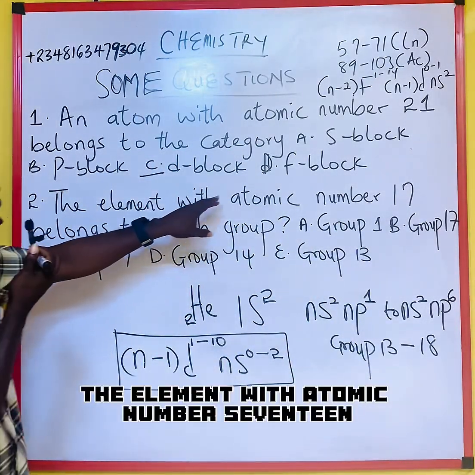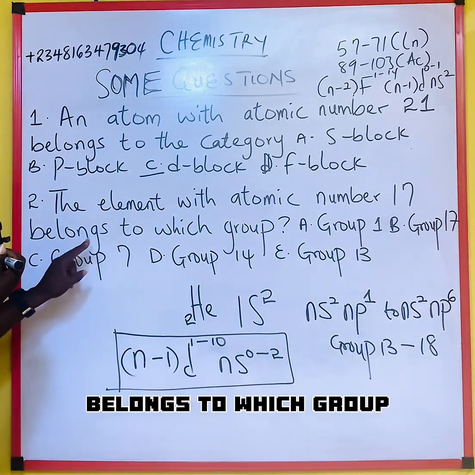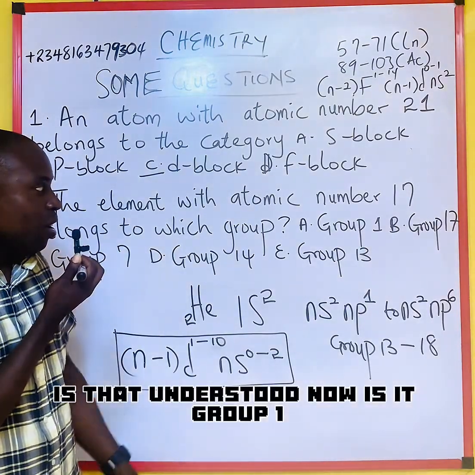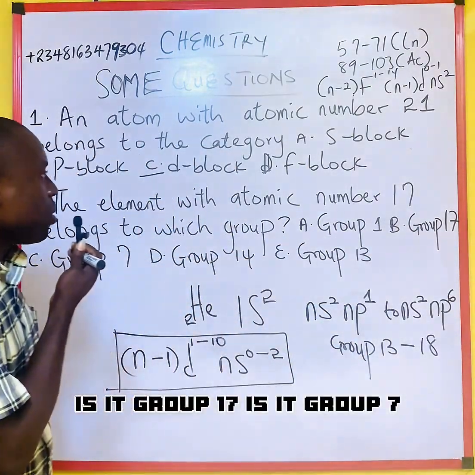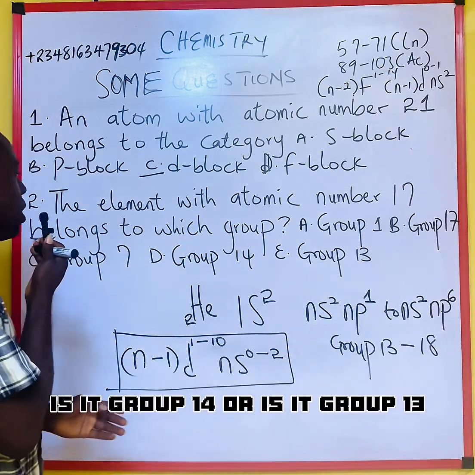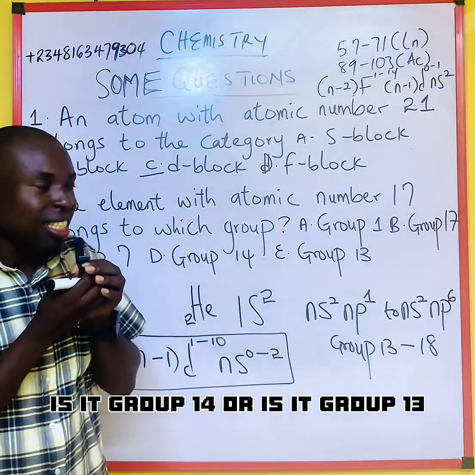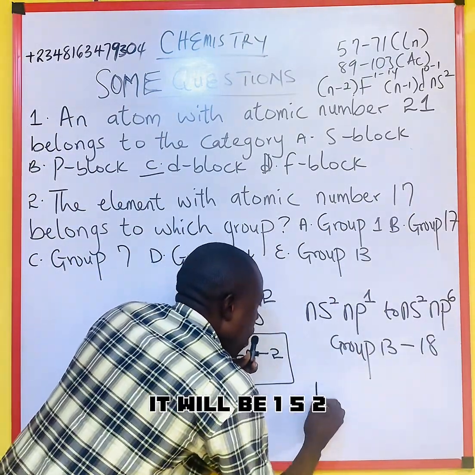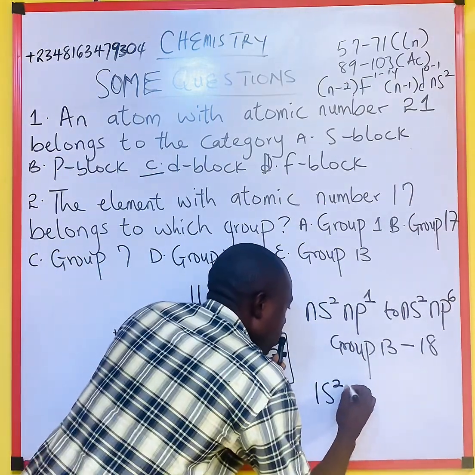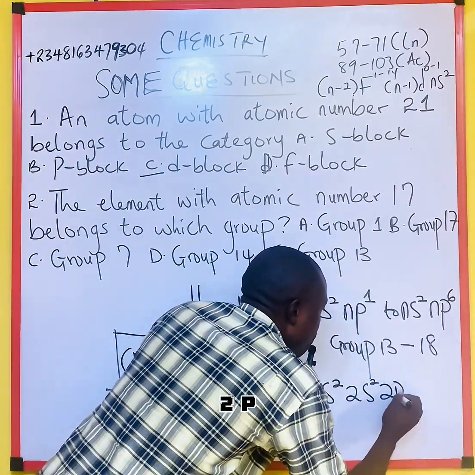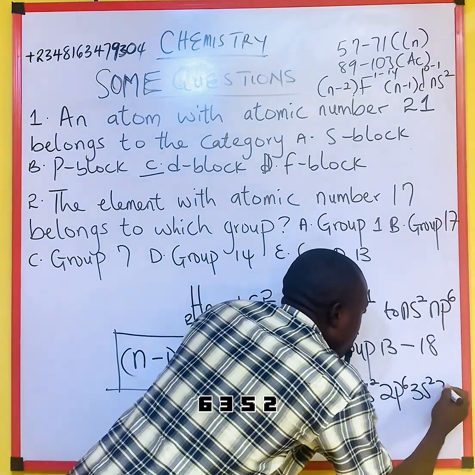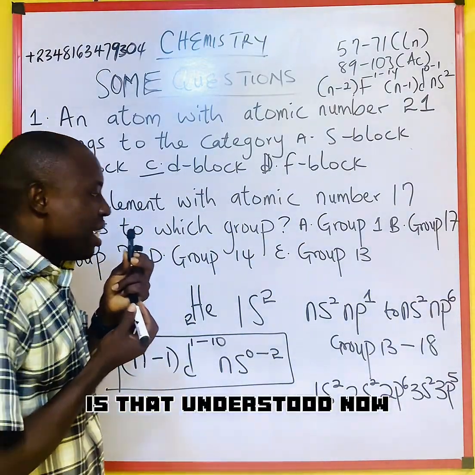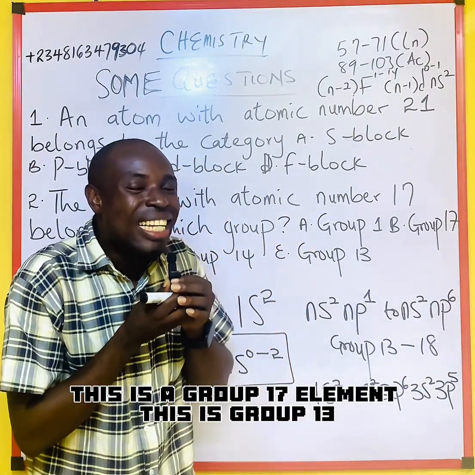The element with atomic number 17 belongs to which group? Is it group 1, group 17, group 7, group 14, or group 13? Of course, remember, for 17 here will be 1s2, 2s2, 2p6, 3s2, 3p5. Is that understood now? This is a group 17 element.